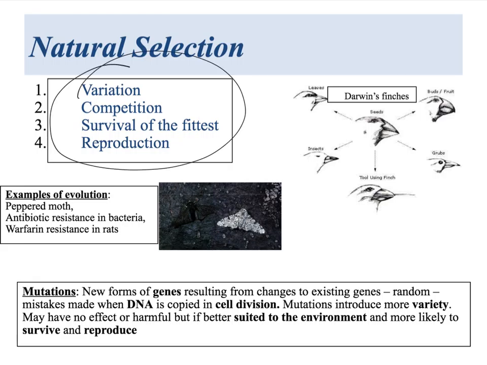Okay, so key things, mutations. We just got to know new forms of genes get caused when DNA is copied wrongly in cell division. It's only when they happen in gametes or sex cells that they're actually passed on.